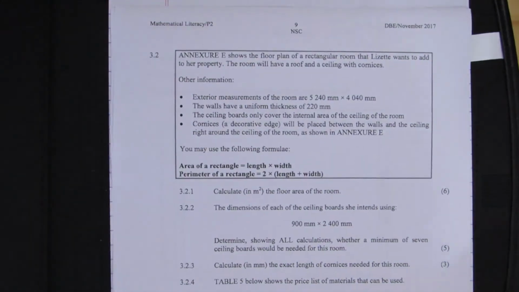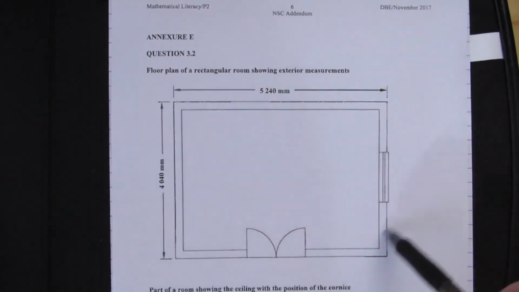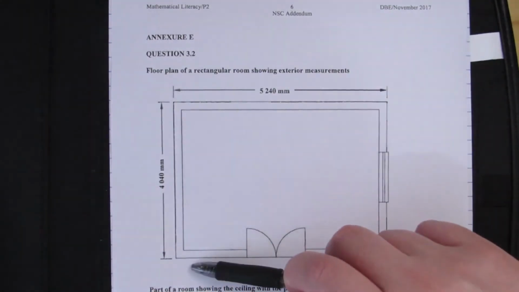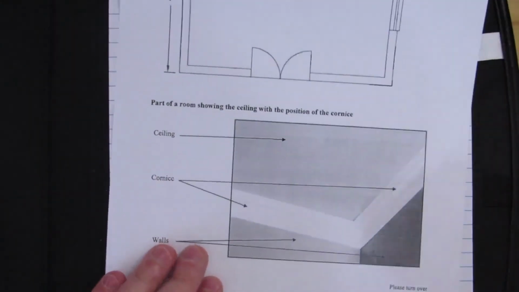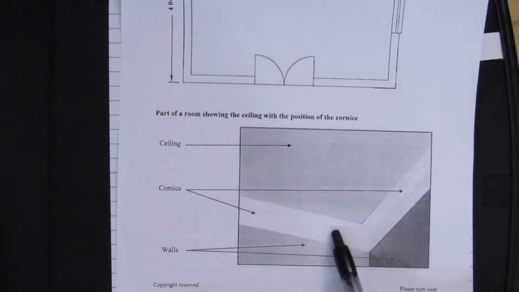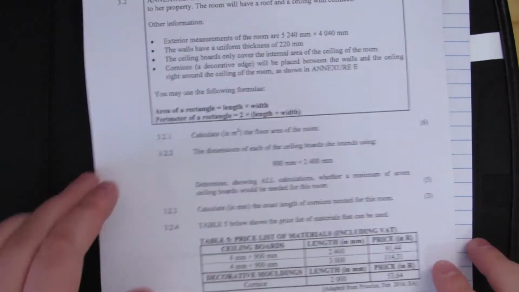And just for good measure, there is our room. As you can see, rectangular. They've given us these external measurements each way, indicated where the doors are and the window is. And then the other thing that they show us is what exactly a cornice is. There's your ceiling, there's your wall, and it's a strip that runs around the decorative part to make it look a bit nicer there. That's enough faffing around.